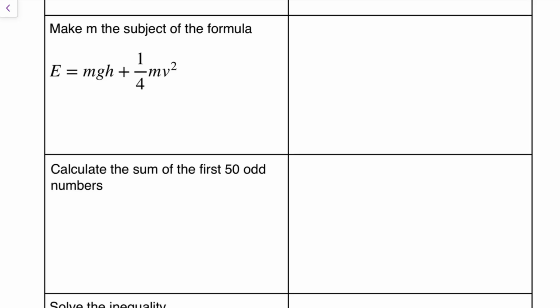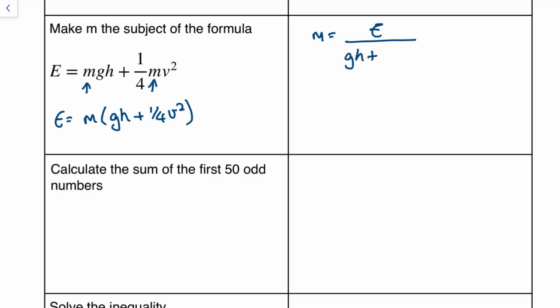Okay, so we have a make m the subject of the formula. Now, notably, we have two m's, one m here and one m here. However, we start with them both being on the same side. I was going to say correct side, but the same side of the formula. So this does make it slightly easier. So therefore, I'm just going to say that E equals, and if I factorise the m out, that's going to give me GH plus a quarter V squared. And then if I divide by that thing in the brackets, that's going to tell me that m is equal to E divided by GH plus a quarter V squared.